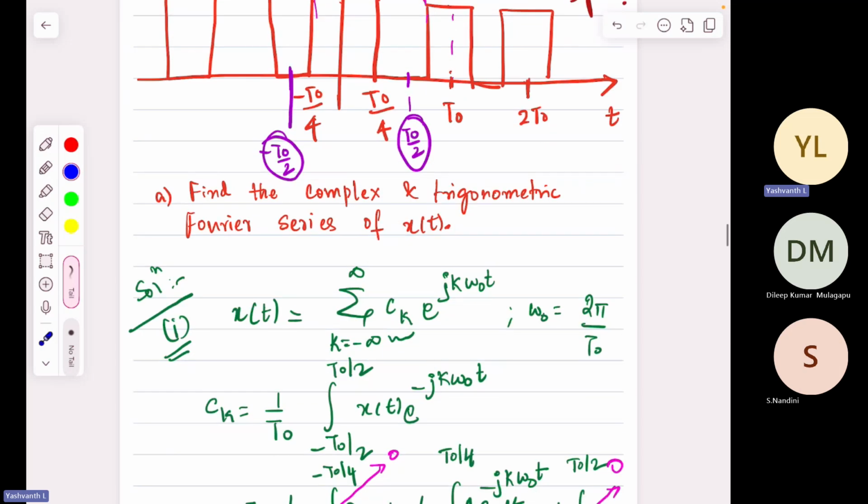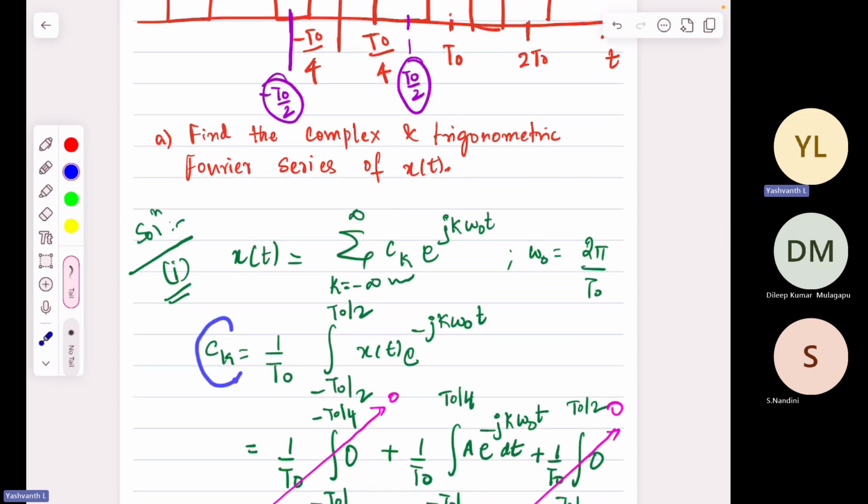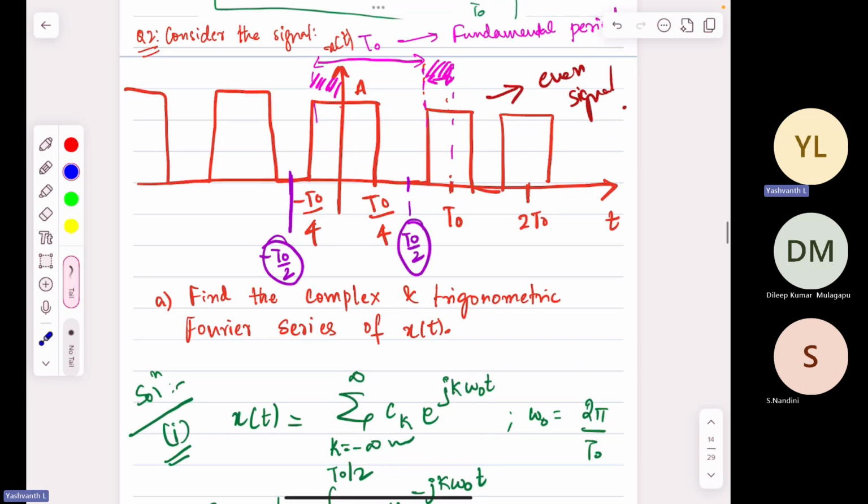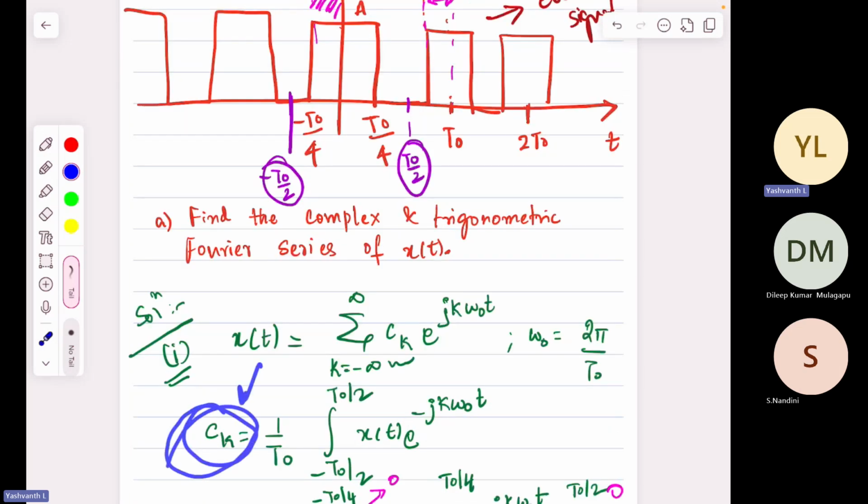And now ck is given by 1 by T naught times the integral. The way I will do this is, I will not consider 0 to T naught. I will consider minus T naught by 2 to plus T naught by 2, because my Fourier series definition says I should integrate over one time period. It doesn't say that it should be only between 0 to T naught. Over one time period, I need to integrate to compute ck.